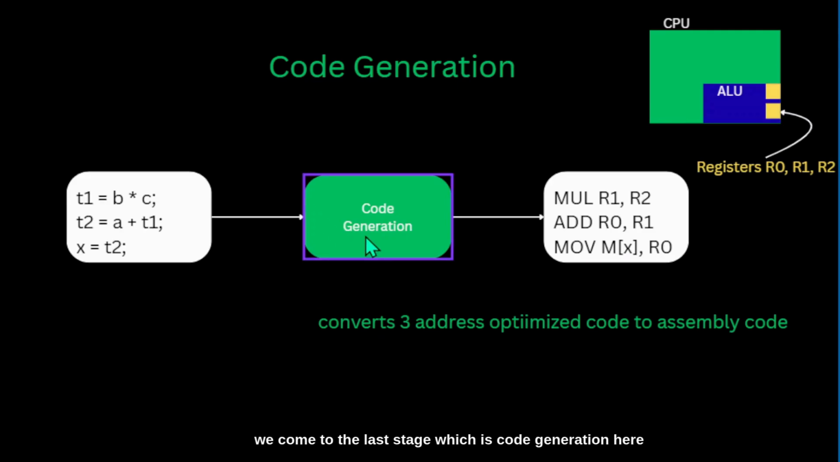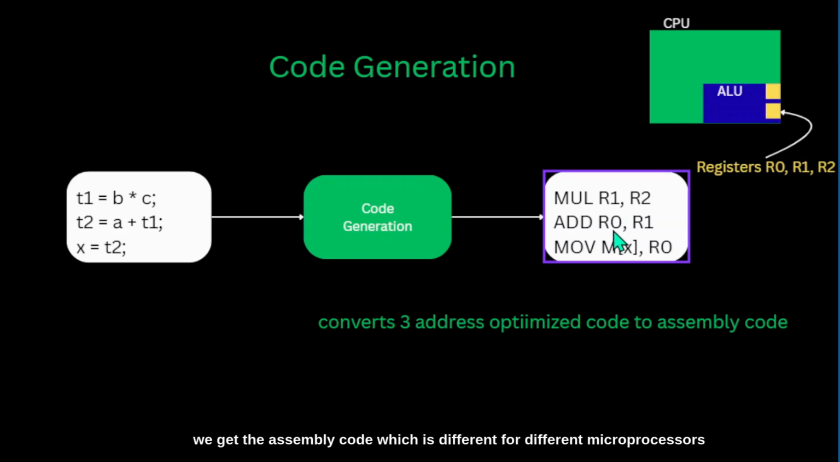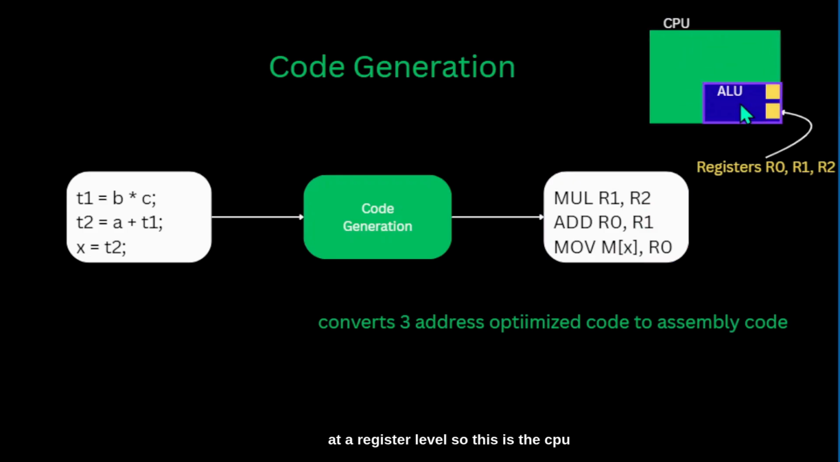Finally, we come to the last stage, which is code generation. Here we get the assembly code, which is different for different microprocessors, as I said. The assembly instructions are used to perform data transfer at a register level. So this is the CPU. You must have studied this in computer architecture.